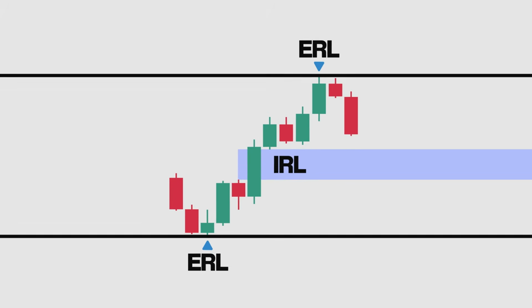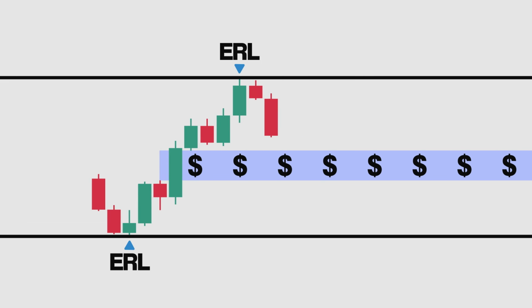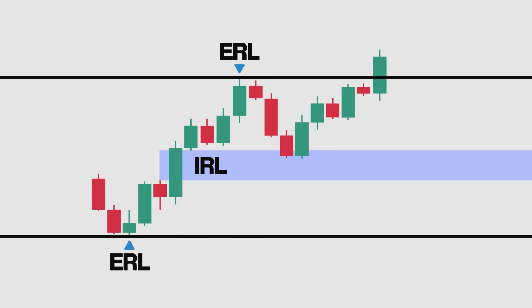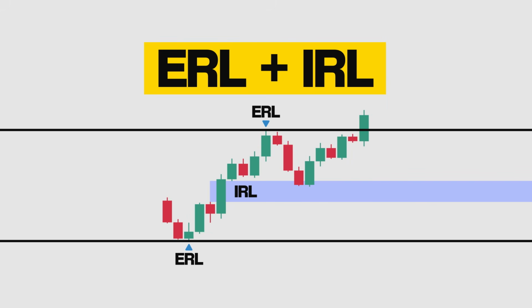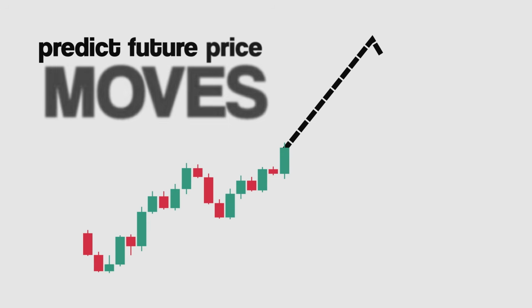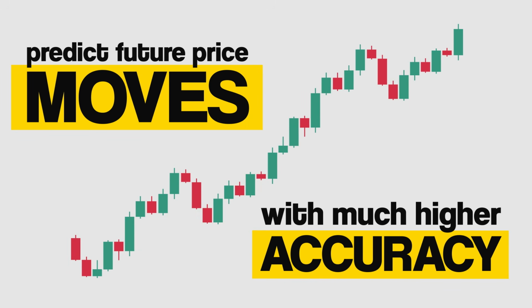And these two liquidity types are tightly connected because the orders sitting in the internal range are the same orders price uses as fuel to move toward the external liquidity. That's why you should analyze them together, not separately. When you correctly read external and internal range liquidity, you can start to predict future price moves with much higher accuracy. And that's exactly what we're going to cover later in this video.